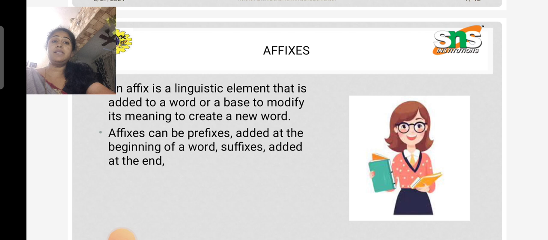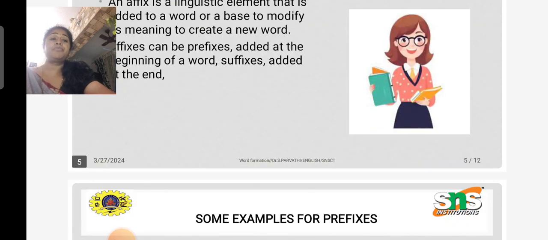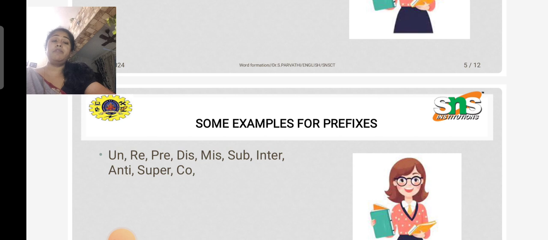An affix is a linguistic element that is added to a word or base to modify its meaning or create a new word. Affixes can be prefixes, added at the beginning of a word, or suffixes, added at the end of a word. And some examples for prefixes.